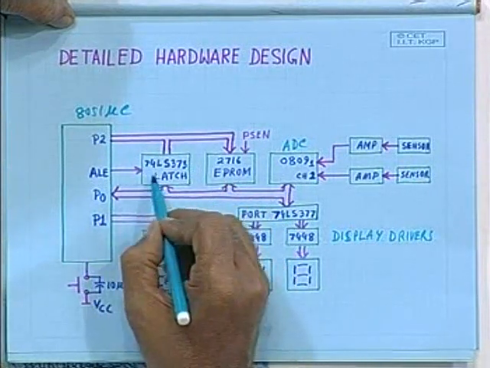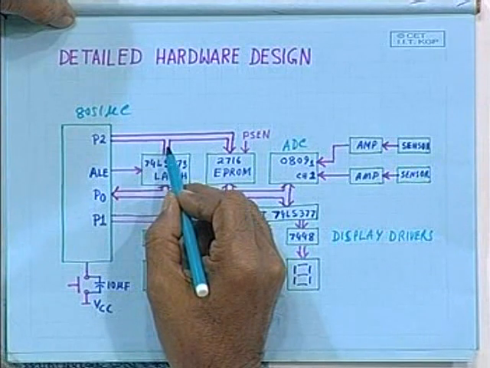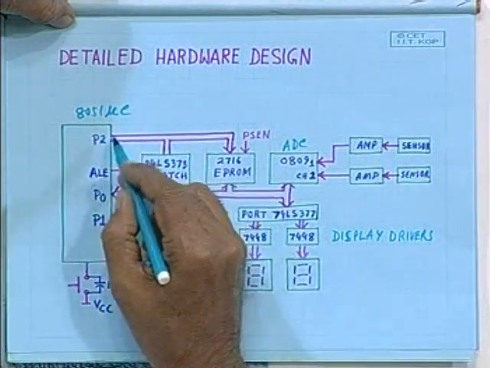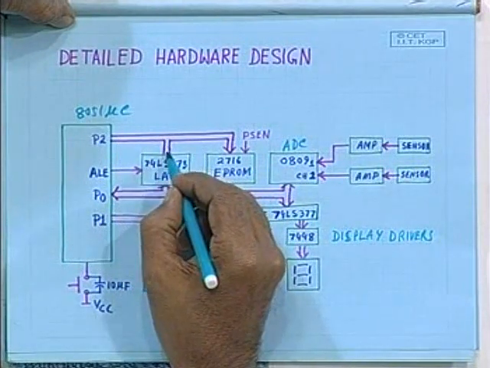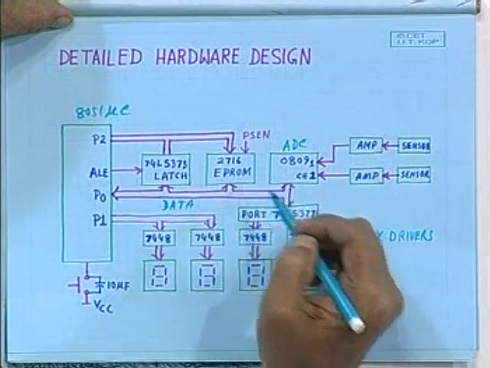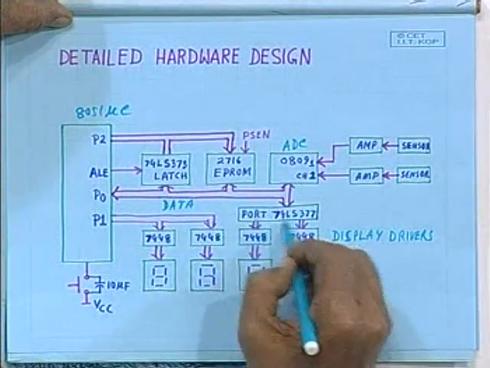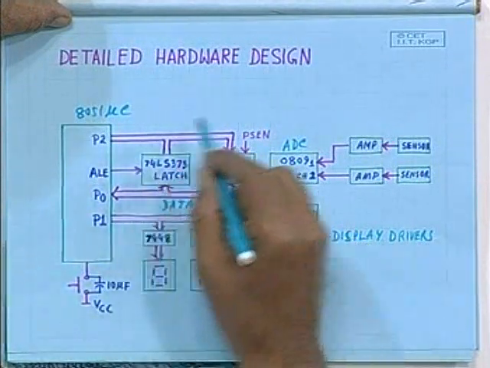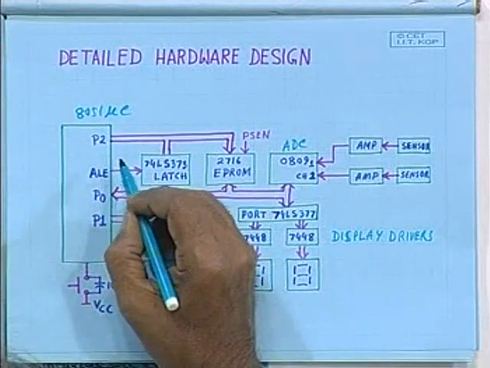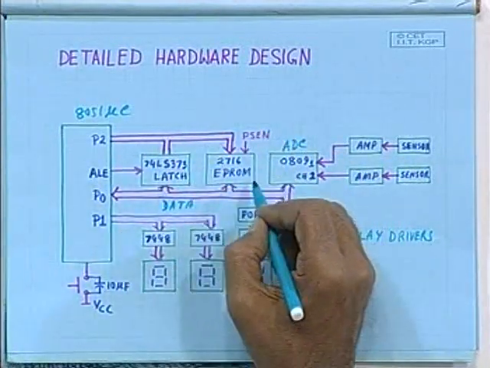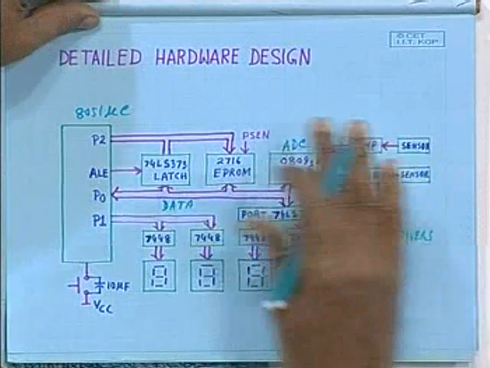This is the latch where address latching is done. This is the data bus through port 0, and the address is available here. Port P2 gives you the higher order address, and the lower order address comes from here, which is used to select the EPROM, and some lines are used to select this ADC and also the port 74LS377. So this is the detailed hardware circuit diagram, and as you know, some of the P3 port lines are used to select this ROM and ADC, like read, write, and various other lines. Those are not shown here, because we have already discussed in detail the interfacing of external memory and the interfacing of ADC. So this is the detailed hardware diagram.